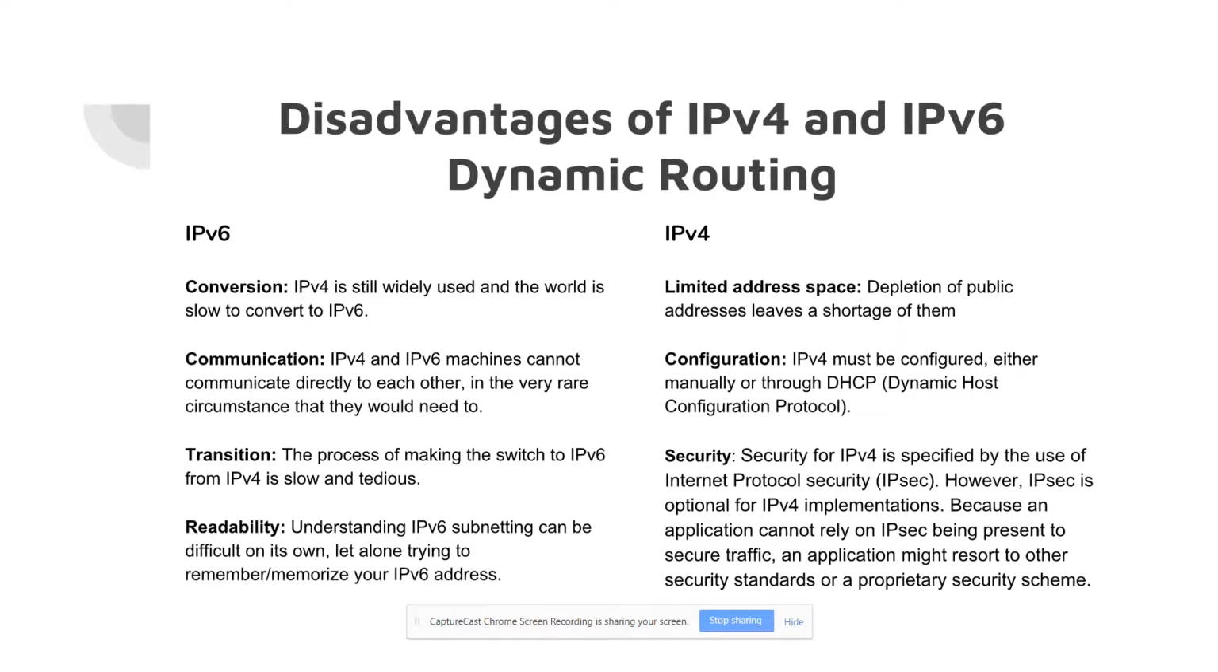For IPv6, one of the biggest issues is conversion. Because IPv4 is on most of the things that we have had until now, there's going to be a transition period to actually convert to IPv6. Communication: the two machines can't communicate directly with one another. Given that we still have all this IPv4 equipment, it's going to make the transition difficult and pretty tedious.